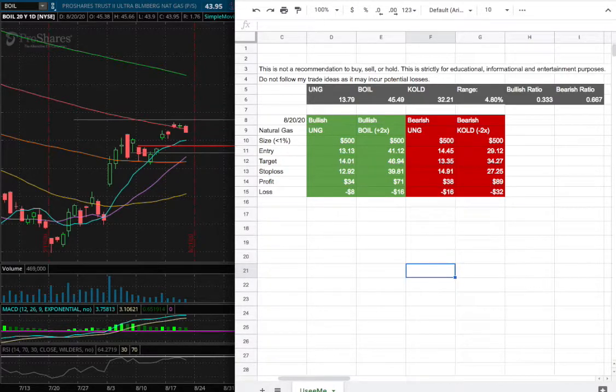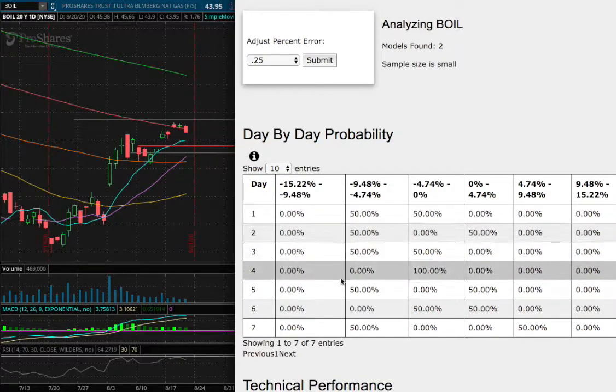So let's examine the day-by-day probability model for BOIL. As we progress to the fifth day or week of trading, we have a 50% chance to climb higher between 0 to 5%. On the other hand, to the downside, we have a 50% chance to fall between negative 5% to negative 10%. However, this sample size is small, so it's not statistically significant. So let's rely on KOLD's day-by-day probability model.